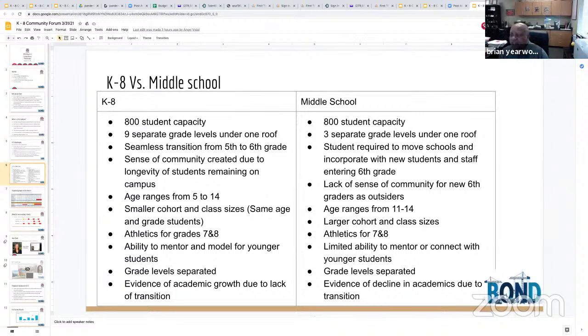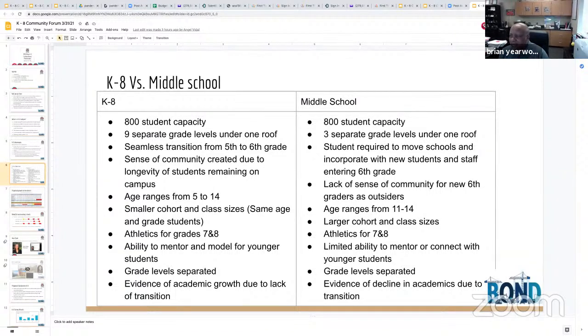There's a seamless transition because in a K-8, students move from 5th grade to 6th grade seamlessly. They know about the culture, the climate, the rules, the teachers, the administrators. Whereas in the middle school, students are required to change schools, and a lot of times they have to make new friends. They have to interact with new students and new staff.